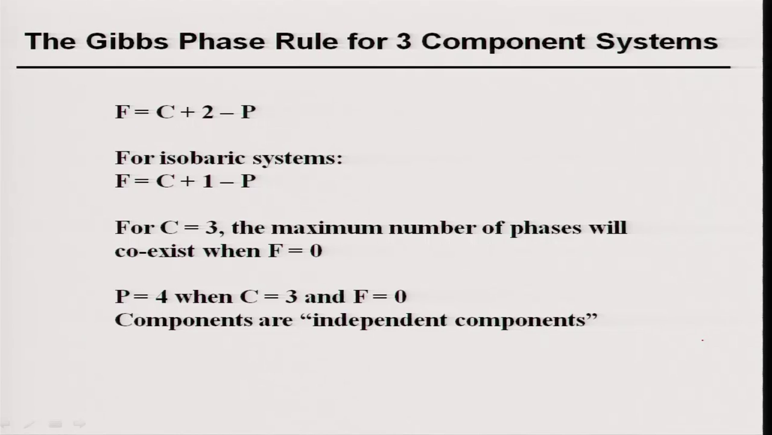Now for a ternary system, the number of components is 3, whereas for a binary it is 2. So if C is 3, then the maximum number of phases which will coexist is 4, because F is equal to 3 plus 1 minus P, so 4 minus P, and the minimum value of F is 0, therefore P is equal to 4. So there are actually 4 phase equilibria possible. In binary we have seen 3 phase equilibria: eutectic, peritectic, monotectic, eutectoid, monotectoid, peritectoid. But here we can have 4 phases at equilibrium.